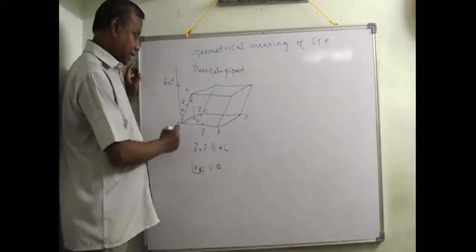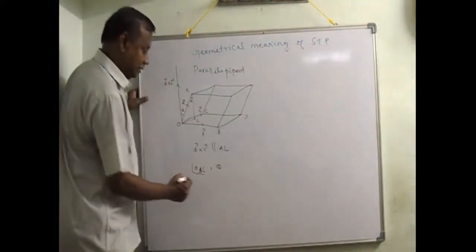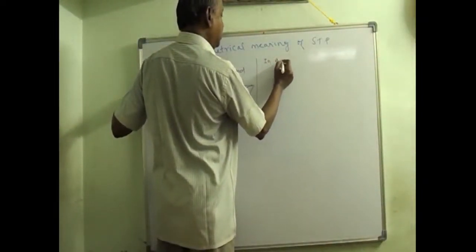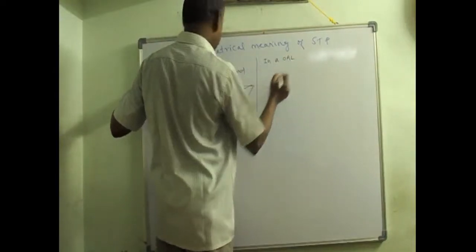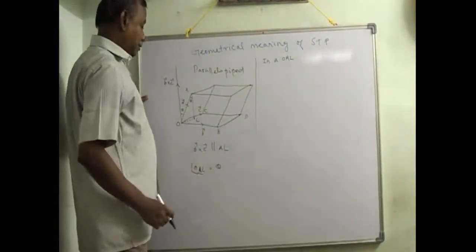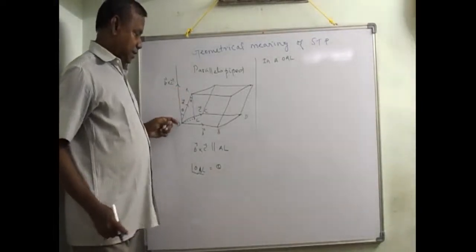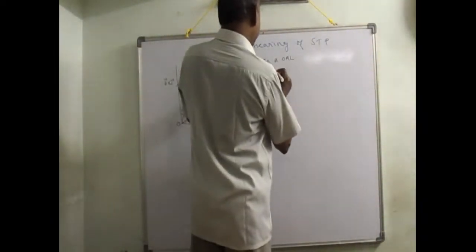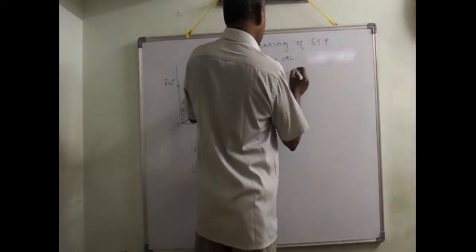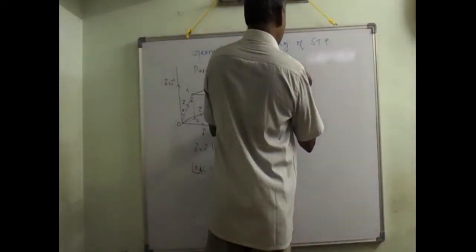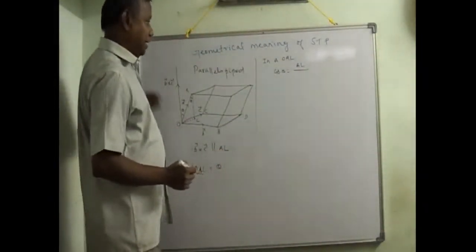Next, in triangle OAL, we know that cos theta equals adjacent side by hypotenuse. Cos theta equals adjacent side AL by hypotenuse OA.